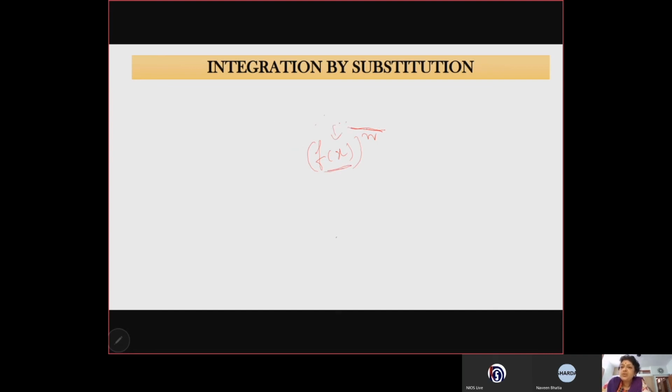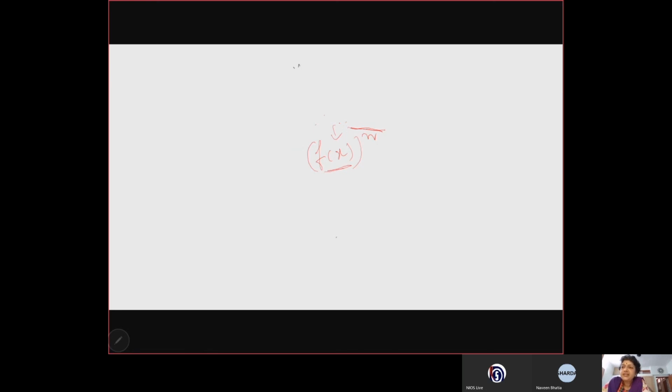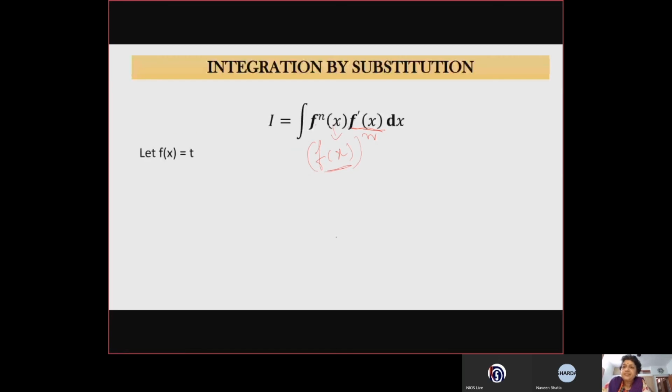So what do we do? We take f(x) as t. Now I need the value of dx. So we differentiate both the sides by x. So what do we get? f dash x dx is equal to dt. Derivative of f(x) becomes f dash x into dx equal to dt. So f dash x dx, we replace it by dt.